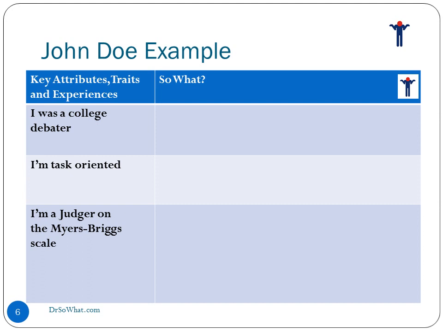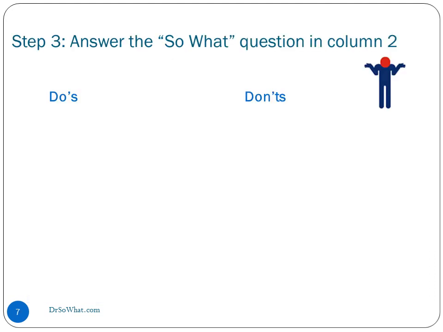So I was a college debater, task-oriented, and possibly the judging came out quite high on the Myers-Briggs, so John Doe decided to highlight that. Now we want to take a look at how to fill in column 2. So now we want to answer the so what question. What are some things that will help us fill in the so what? What are some do's and what are some don'ts?